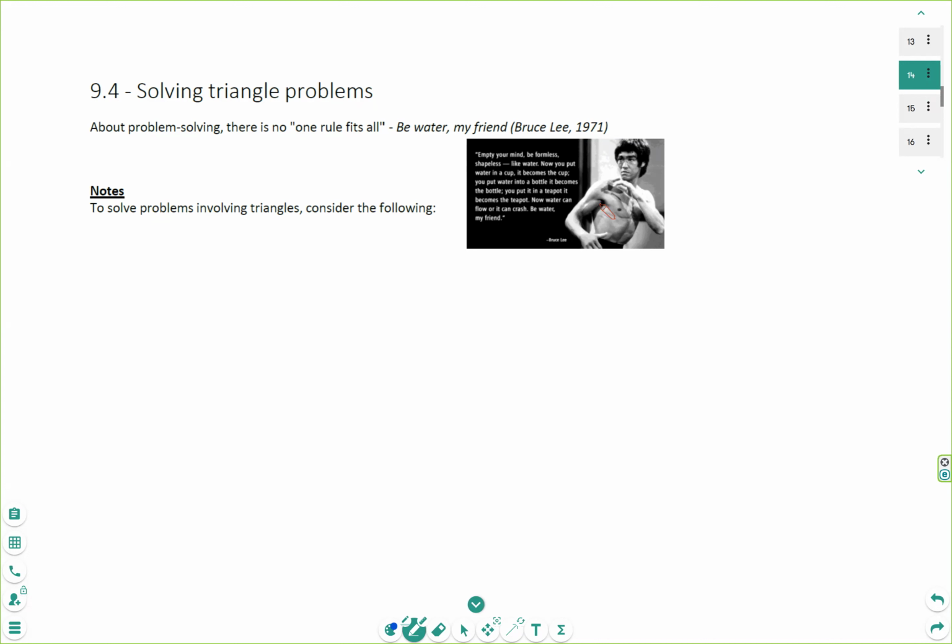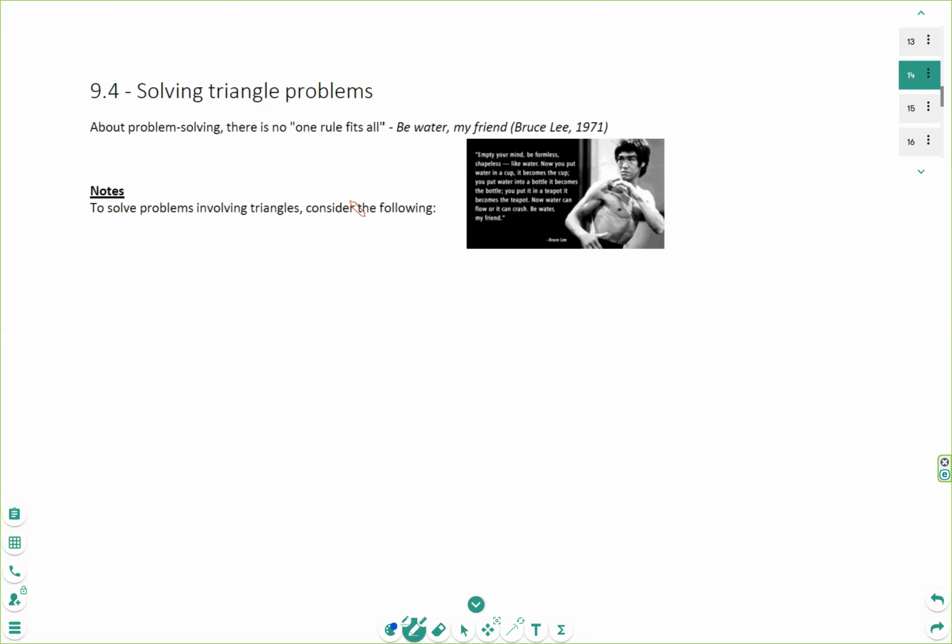Here's a little quote from the legend Bruce Lee: be water, my friend. The reason is that in problem solving, one thing a lot of students hate in maths is that there's no one rule that fits all. But that's the beauty of maths. Every question is slightly different. If you want to do something exactly the same, go learn history. Learn the past, live in the past. But here we do maths. We do problem solving questions.